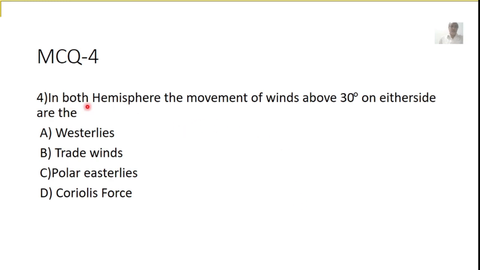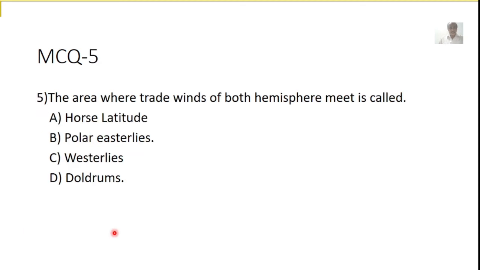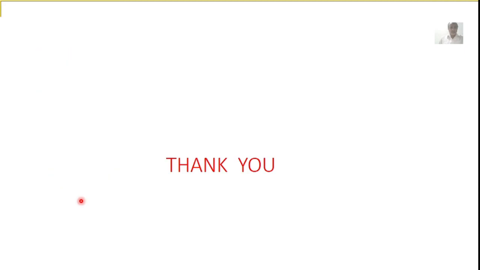In the fourth question, in both hemispheres, the movement of winds about 30 degrees on either side, we usually call trade winds. Answer is option B, trade winds. The area where trade winds of both hemispheres meet is called, as already explained, where both belts of the trade winds meet, the doldrums. Answer is doldrums. So thank you.